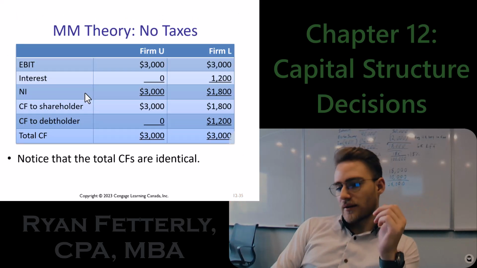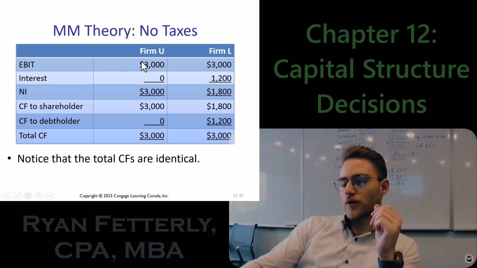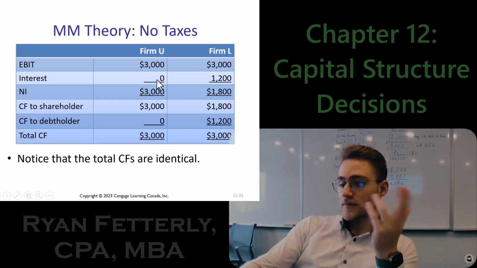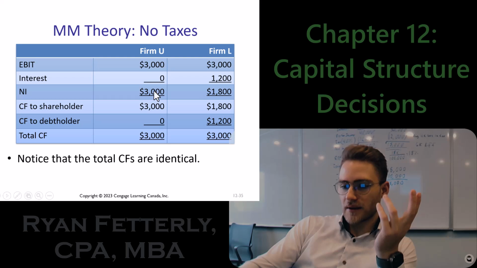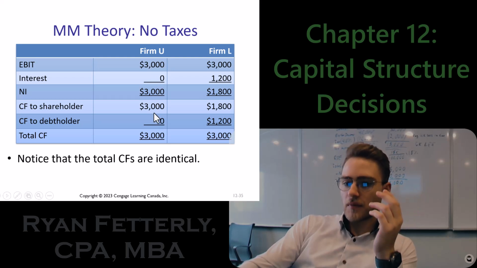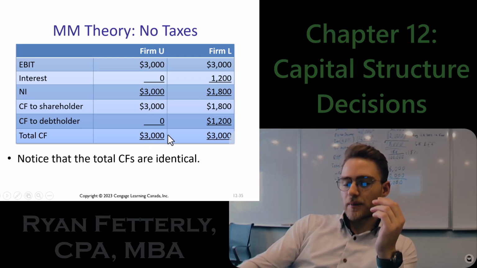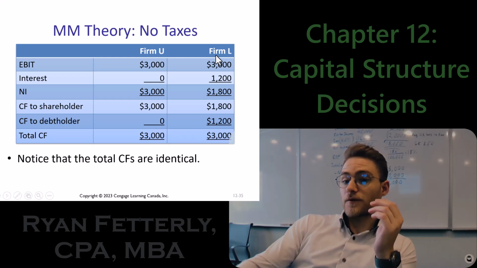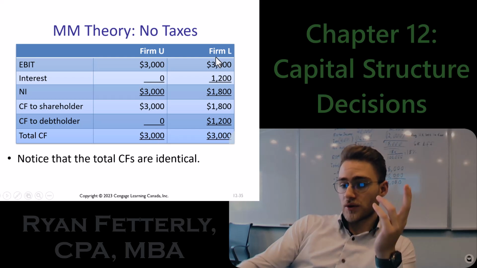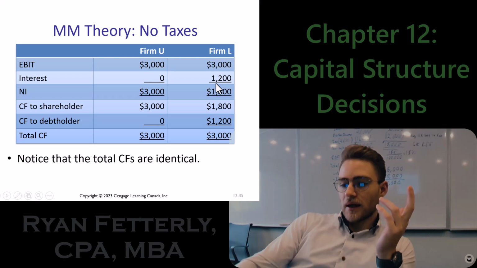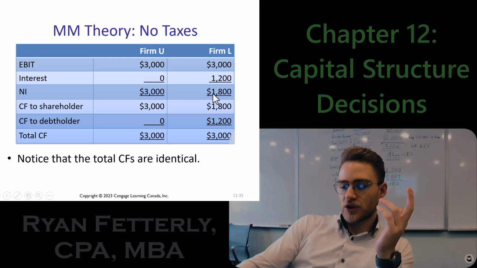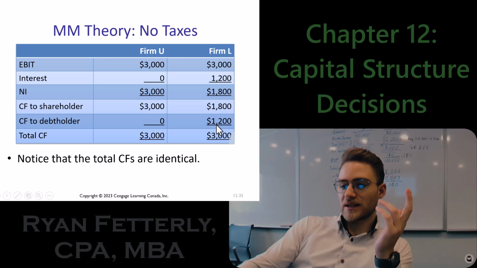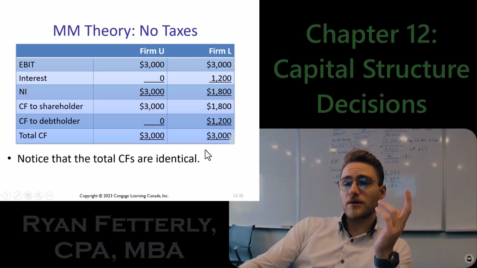So let me show you how this would look. Firm U pays no interest because it has no debt, right? This is an unleveraged firm. So it's a total of $3,000 to pay out to its shareholders, okay? Whereas firm L, and again, there's no tax effects here, deducts $1,200 in interest. So it has $1,800 to pay out to its shareholders, but it also has $1,200 to pay out to its debt holders. So the total cash flows for both firms are both $3,000, right?